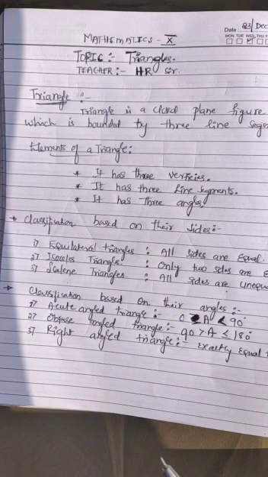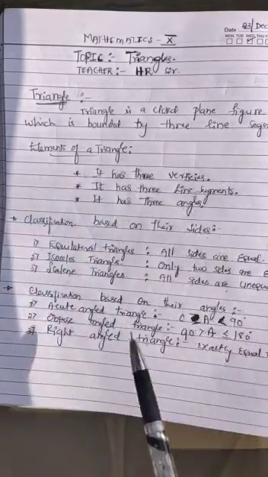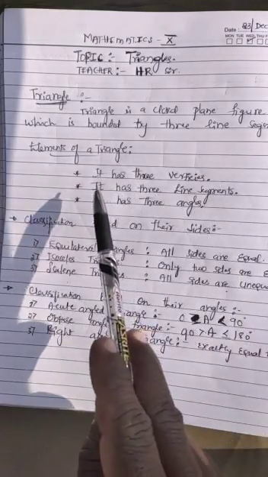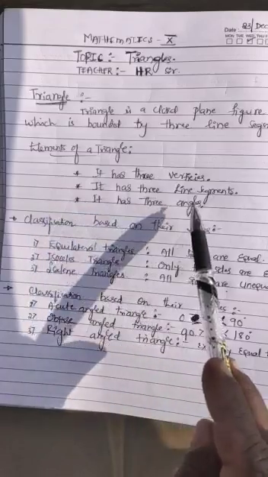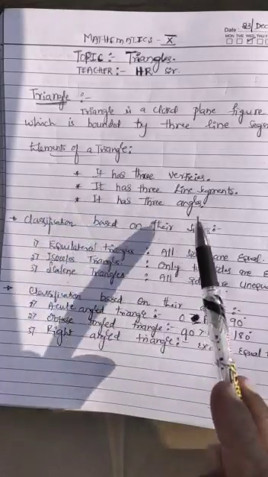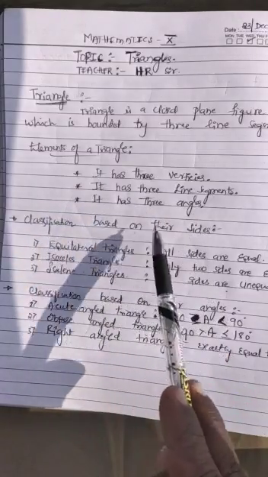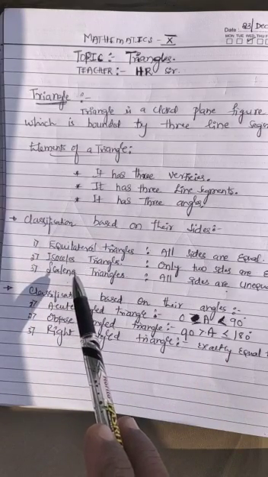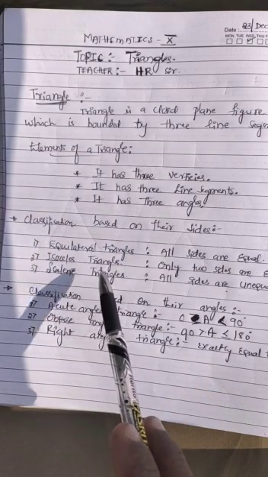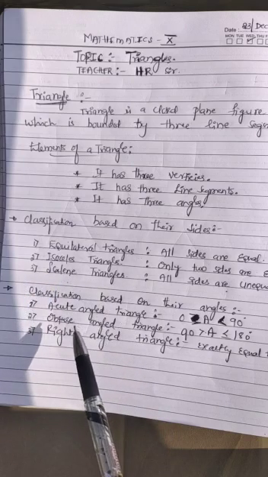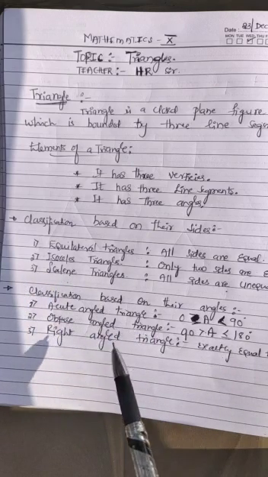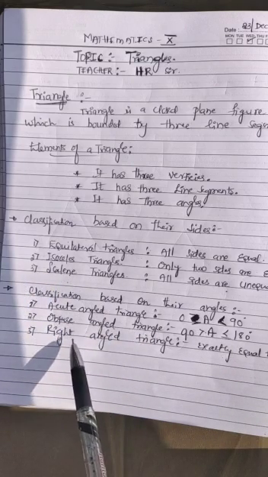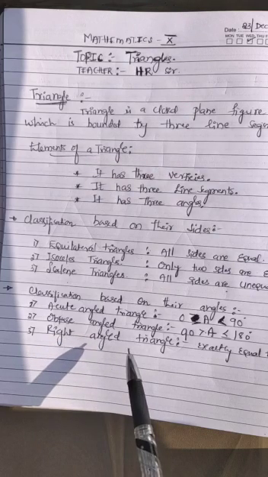So a triangle is a closed plane figure which is bounded by three line segments. Elements of a triangle: three vertices, three line segments, and three angles. Classification based on their sides has three types: equilateral triangle, isosceles triangle, and scalene triangle. And classification based on their angles: acute angle triangle, obtuse angle triangle, and right angle triangle, right?